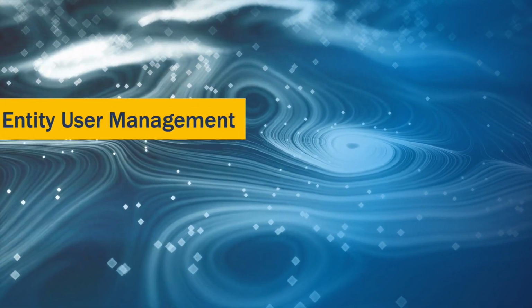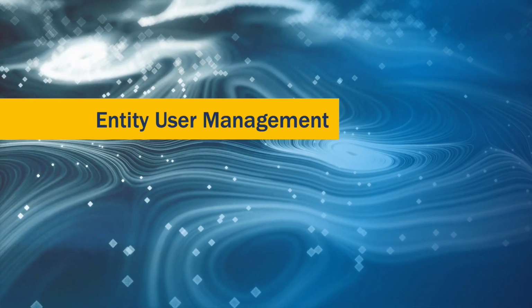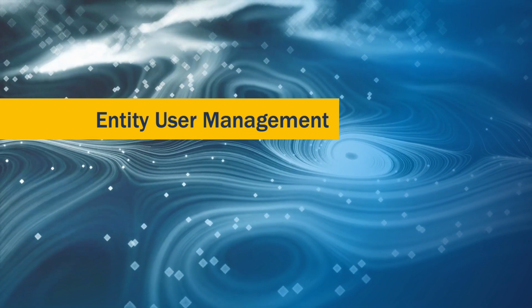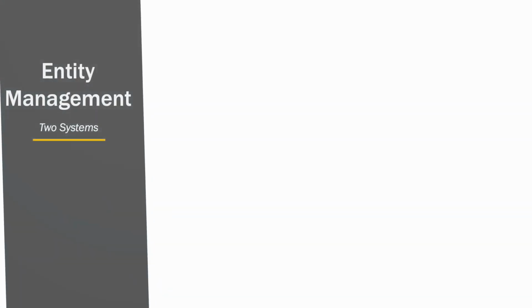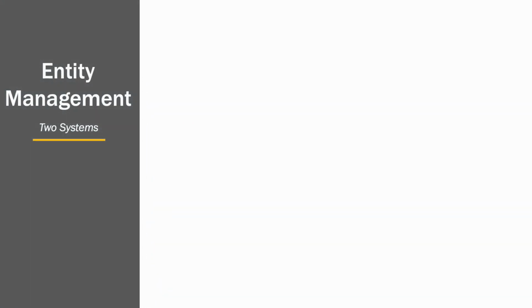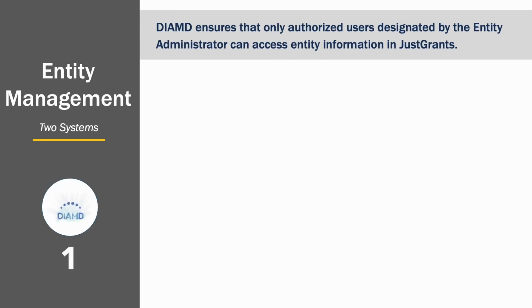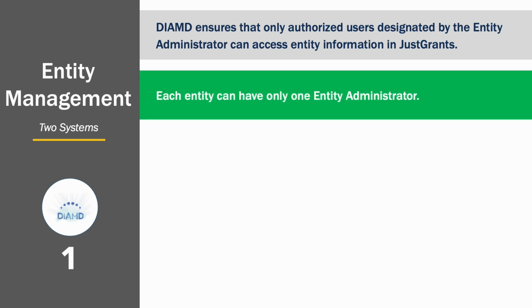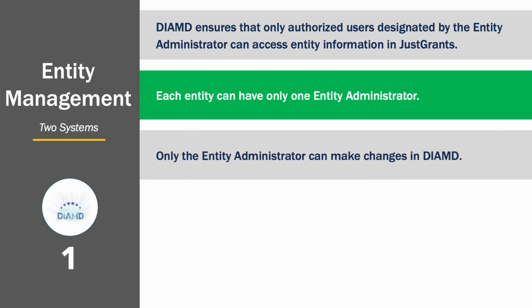Let's now take a look at the two systems that are responsible for entity user management, Diamond and JustGrants. Entity user management is performed in two intersecting DOJ systems, Diamond and JustGrants. Diamond ensures that only authorized users, those designated by the entity administrator, can access entity information in JustGrants. Each entity can have only one entity administrator. Only the entity administrator can make changes in Diamond.